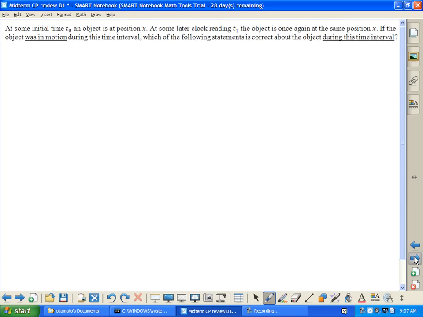At some initial time, an object is at position X. At some later clock reading, the object is once again at the same position X. All right, here's a position. Here's a number line. If this is X, make a motion diagram.